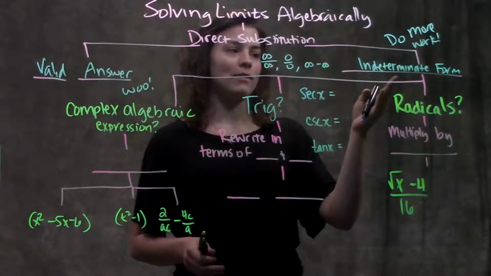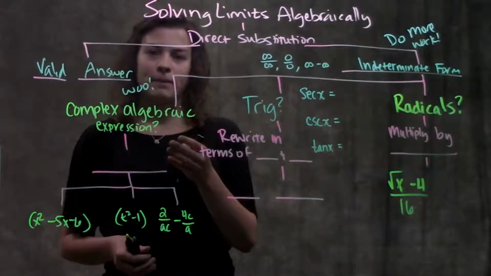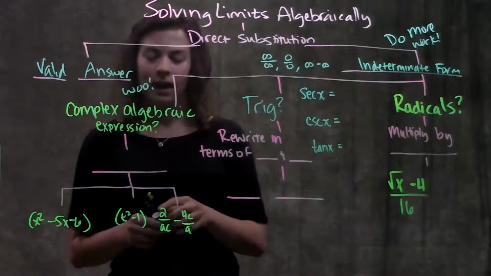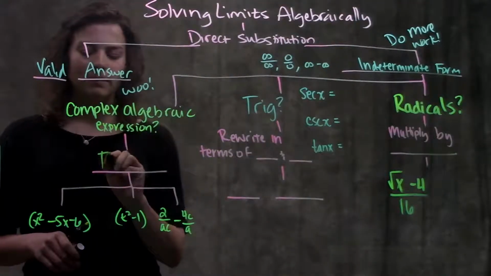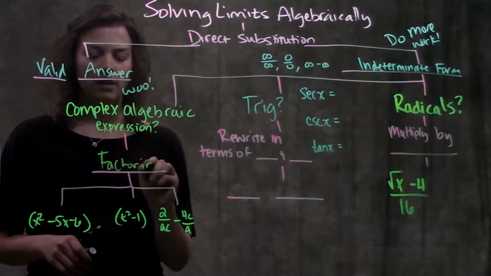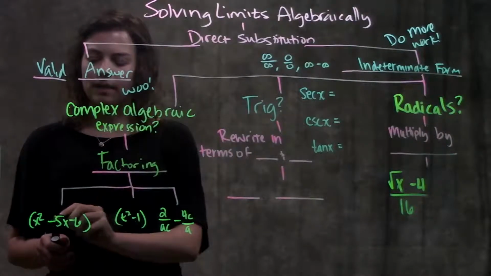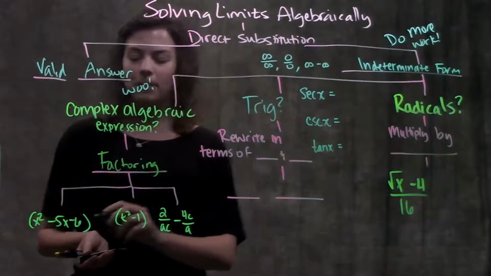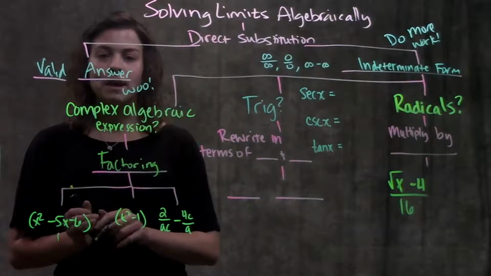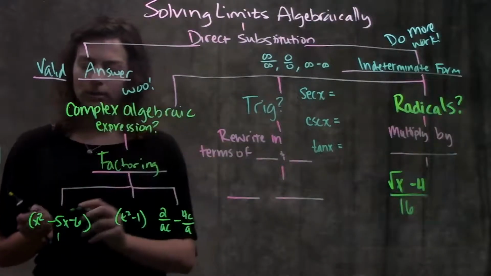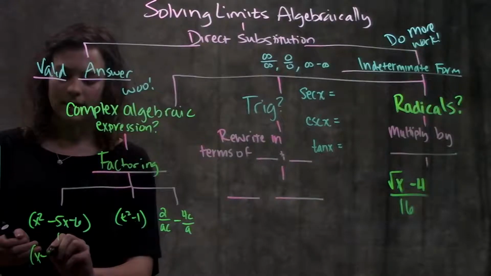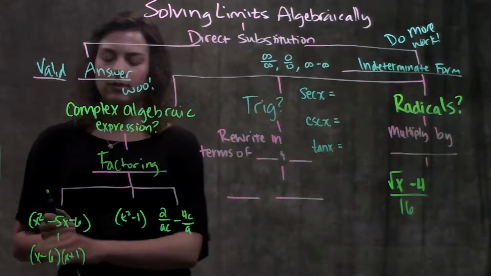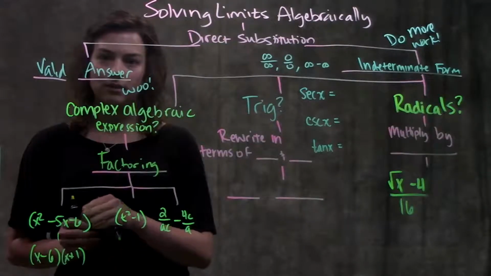Alright, so if we have an indeterminate form, let's go through the types of functions we might have. We might have one with complex algebraic expressions. If we have one of those, we're going to simplify it by factoring. Alright, so for example, if you have something like this with an x squared term, this is a quadratic. If you remember, you can simplify a quadratic by simplifying it down into 2 binomials. So when you simplify this out, you get (x - 6)(x + 1). And if you were to FOIL that out, you'd get back to the quadratic that you started with.